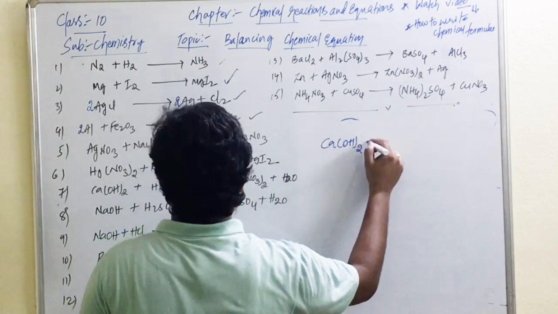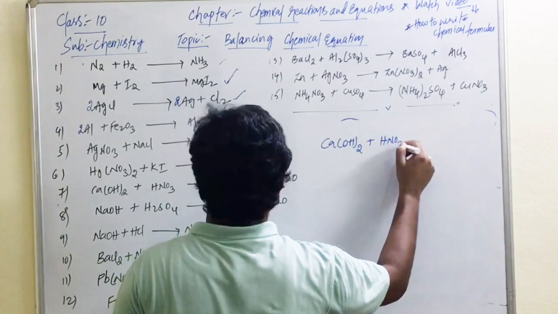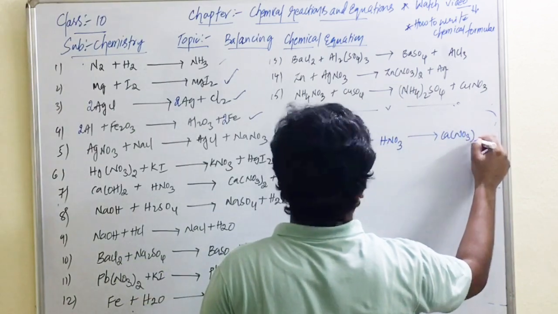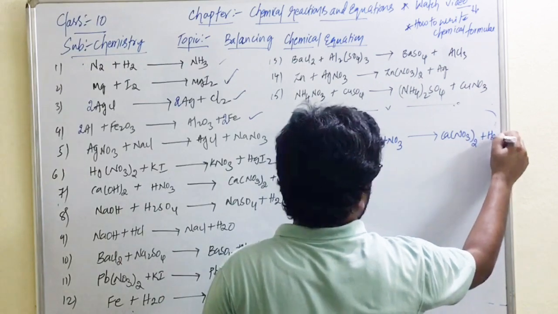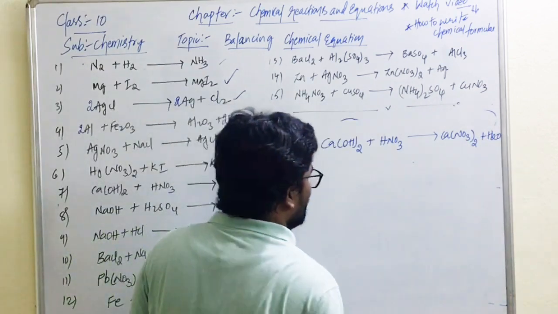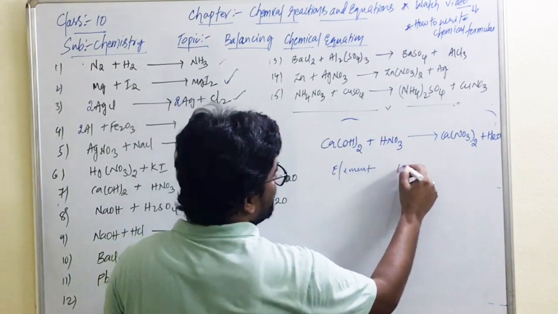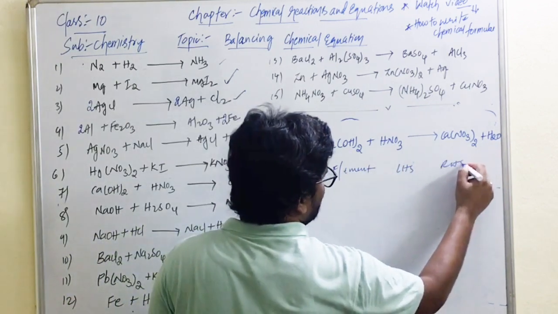Ca(OH)2 plus HNO3 gives rise to Ca(NO3)2 plus H2O. Now this is what? The chemical equation. Let us balance it first. Right? Elements on the left hand side and right hand side.